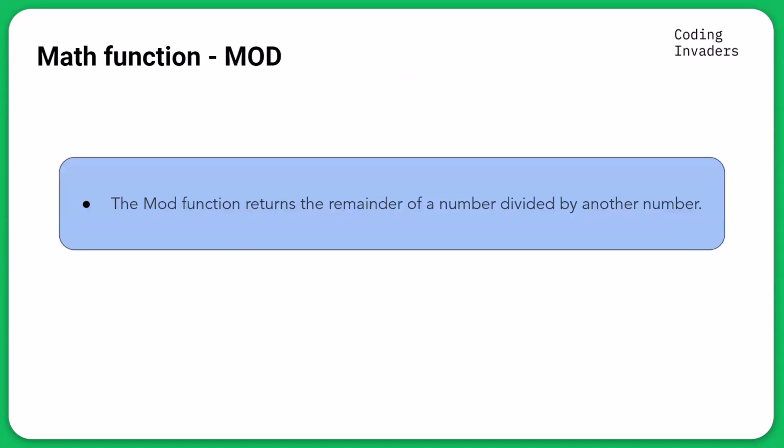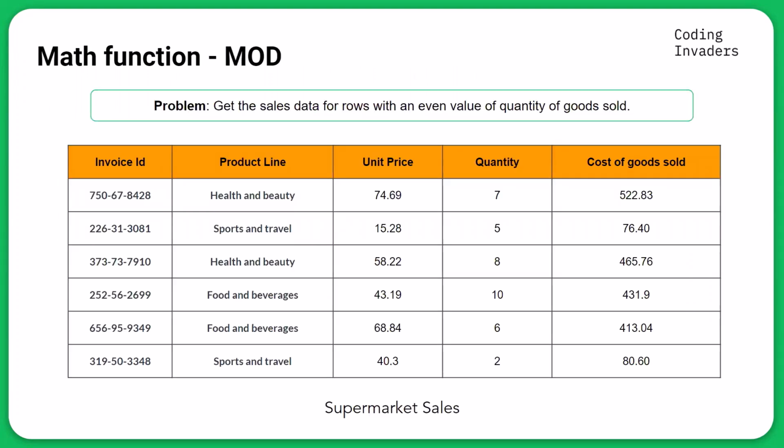The next function is mod. The mod function returns the remainder of a number divided by another number. Let us take an example for this. Here again we will consider the supermarket sales table. Now suppose you want to get the sales data for rows with an even value of the quantity of goods sold. I think this is quite simple to guess the output. Can you pause the video and guess the output? Which of these rows has an even value of quantity of goods sold? We have these 4 records. As you can see, the quantity column in these are all even numbers.